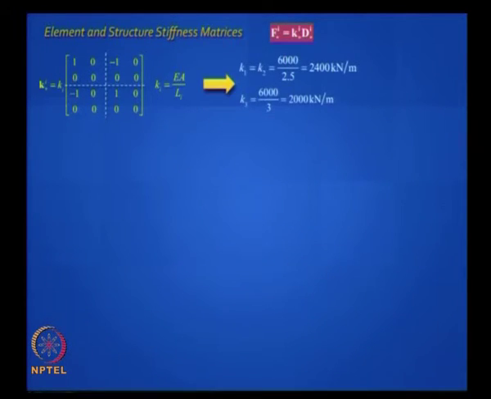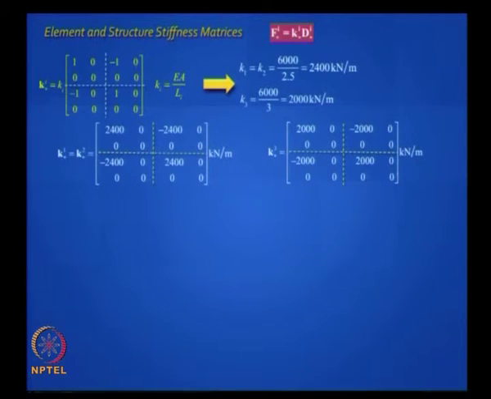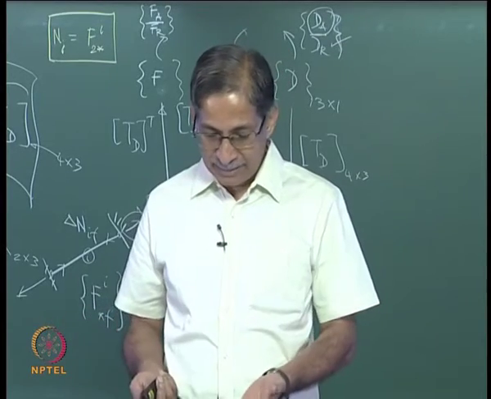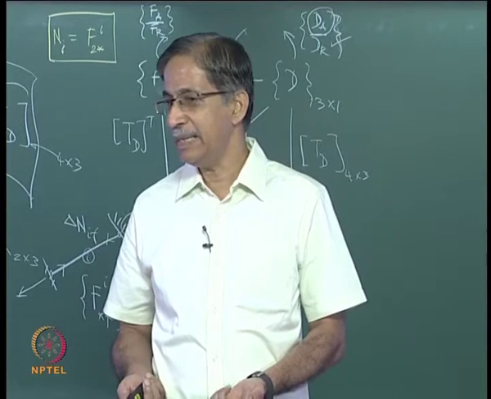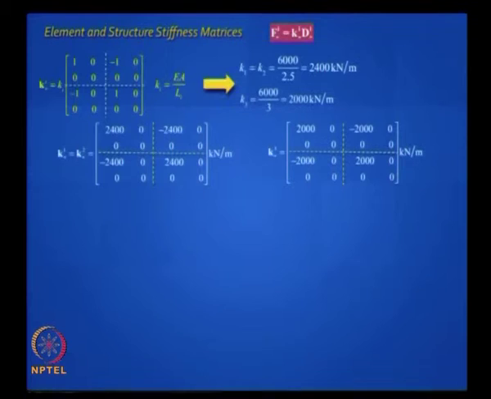All you need is the axial stiffness of the 3 elements. EA is constant for all of them, only the length changes. For the first and second elements the length is 2.5 meters, and for the third element it is 3 meters. So 6000 divided by 2.5, and 6000 divided by 3. Now you can generate K1 star and K2 star will be identical because they are symmetric and identical. K3 star will be different because the EA by L value is different. You got them. Now what do you do?